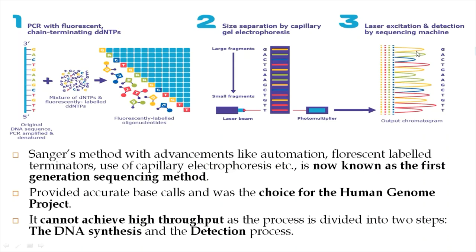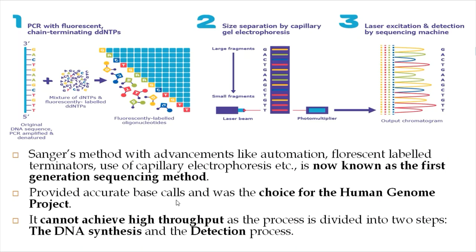So you have the signal, and based on the signal, you assign a base to a particular position. It is known as base calling, right? That's what I have given here. Sanger sequencing gives accurate base calls, and it is a very accurate method even now. All right, so this was the choice of the Human Genome Project.